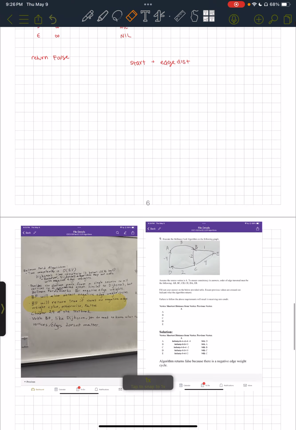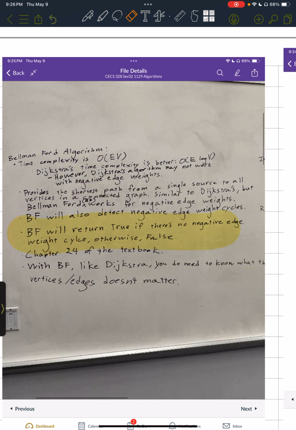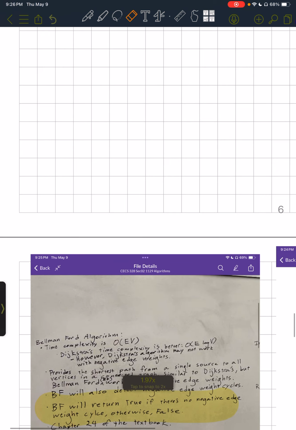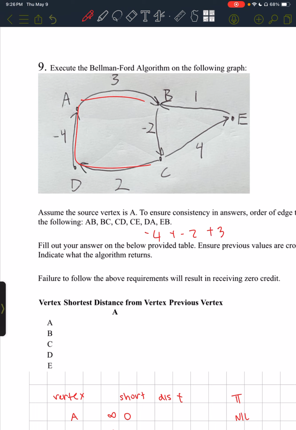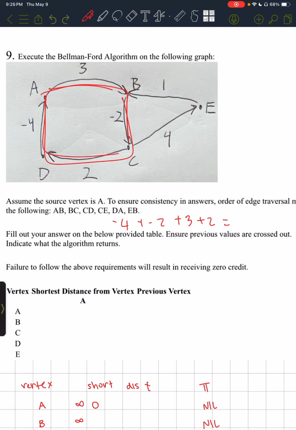If you look at the notes, it says BF will return true if there's no negative weight cycle, otherwise false. And you can kind of just tell from the graph. So if you look here, -4 plus -2 plus 3 plus 2, that's a cycle, right? Because there's no open area, and that sum is going to be less than 0, and that is a negative edge weight, so you return false.